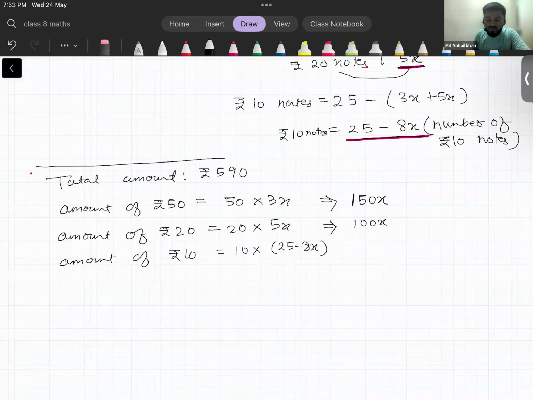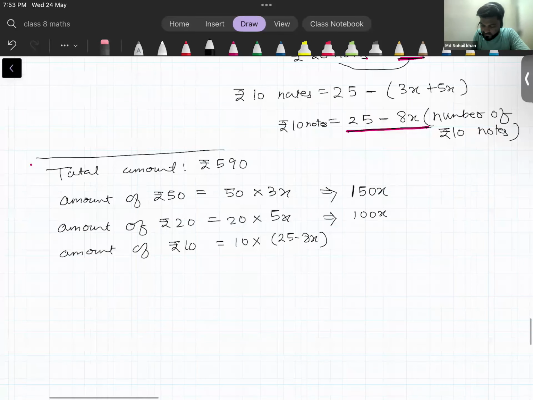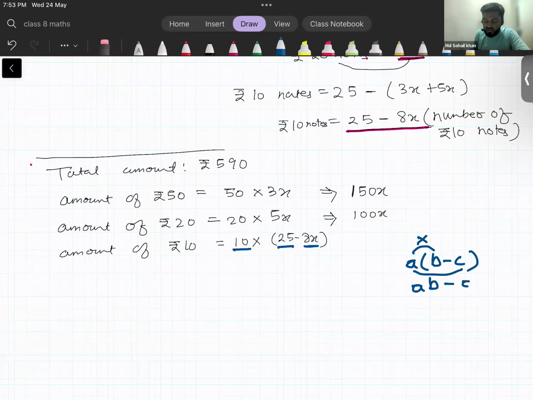Did you forget about the distributive property of multiplication over subtraction? If you're provided with a value like this, a multiplied b minus c. Are these numbers not in this form? So how did we write them? A multiplied b, that is AB, then A multiplied with C, AC, and in between comes the minus sign. So we did it like this, na? So 10 multiplied 25 minus 8x.